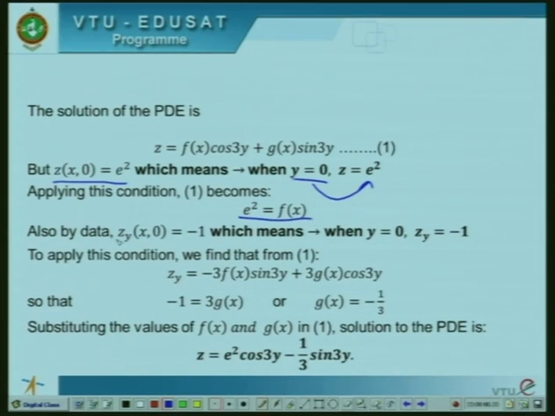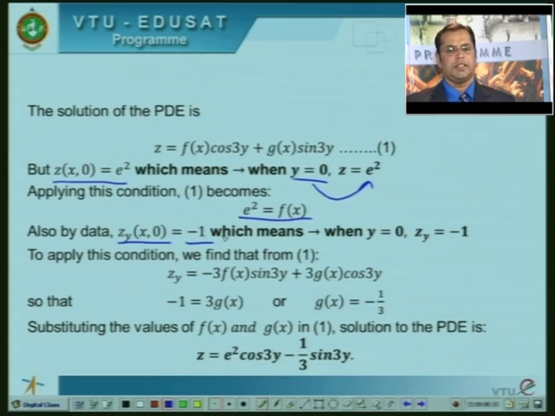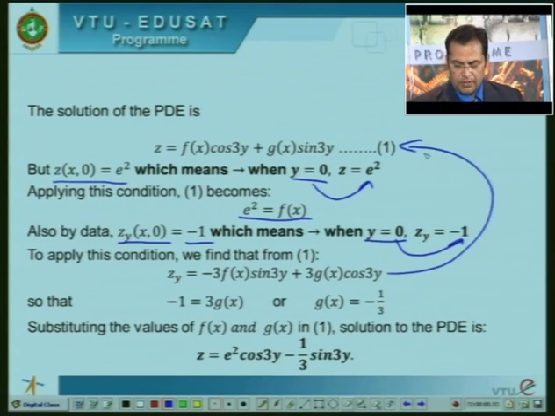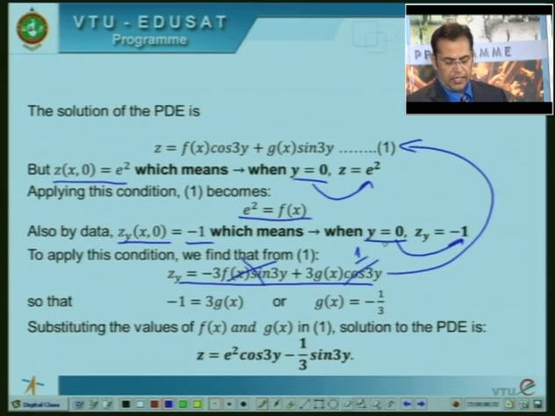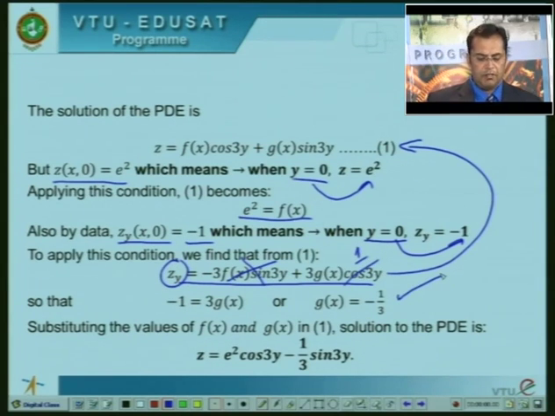Second, given z y at y equal to 0 is minus 1, which means when y is 0, the partial derivative of z with respect to y is minus 1. To apply this condition, first obtain z y from equation 1 by differentiating partially with respect to y. So, you get z y as minus 3 f x sin 3y plus 3 g x cos 3y. When you apply this condition, z y becomes minus 1, sin 0 is 0 because y is 0, cos 0 is 1. So, this term vanishes, and you get minus 1 equal to 3 g x, or g x equal to minus 1 by 3.